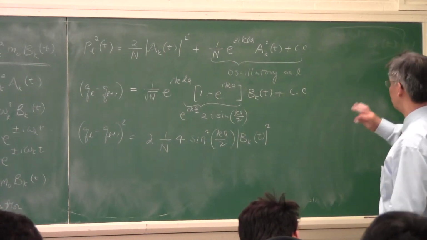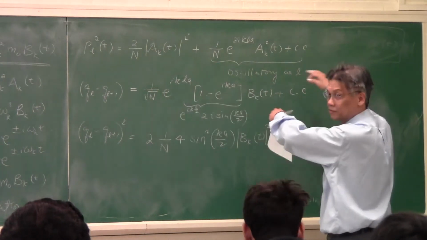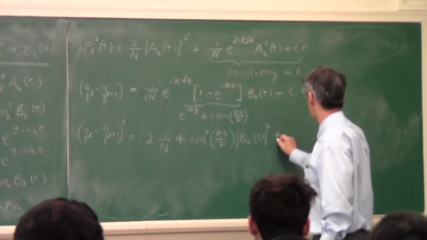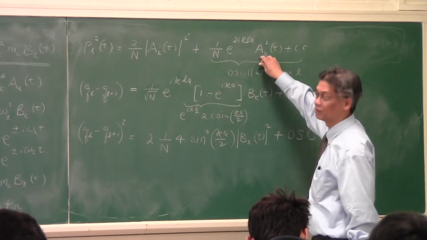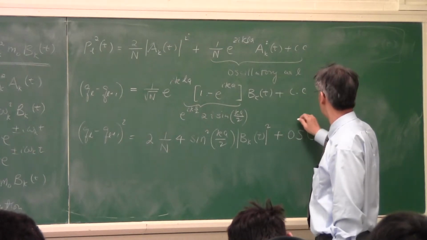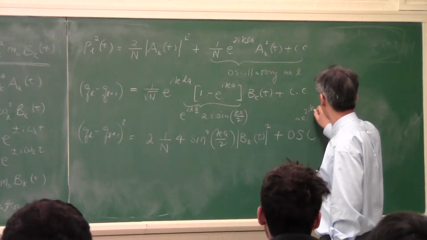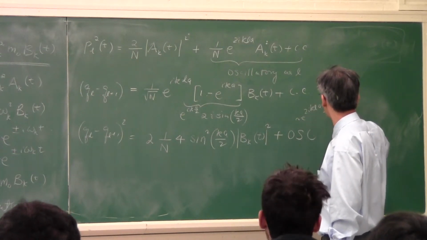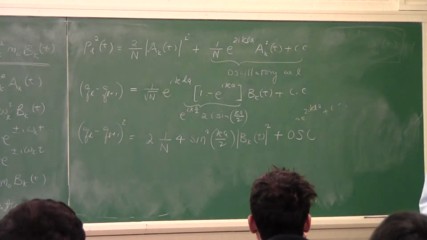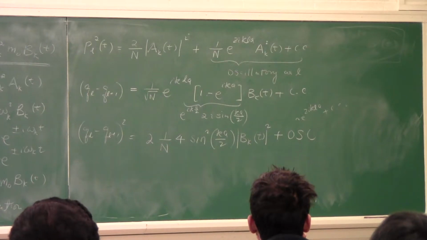And then I have the cross terms, okay? The cross terms, the phase would not cancel. I would just call it an oscillatory term. This would be oscillatory. It would be proportional to e to the 2iKLA plus its complex conjugate. Okay, the oscillatory term would look something like that.